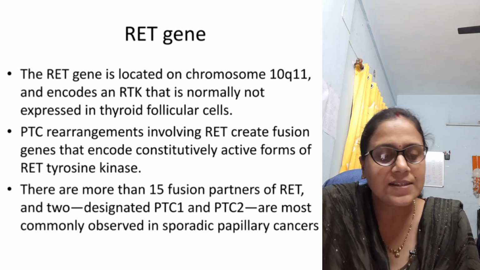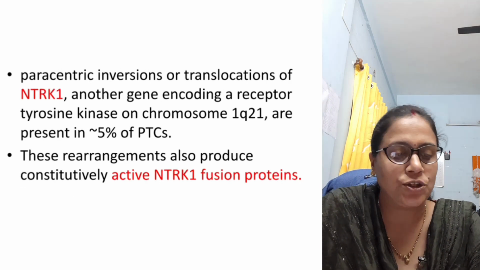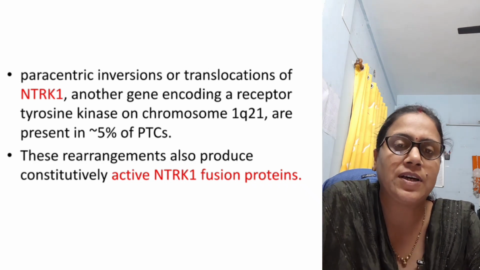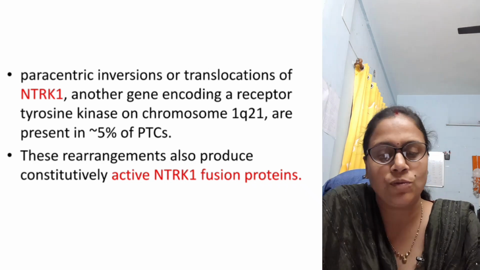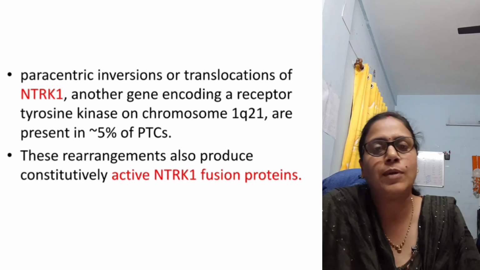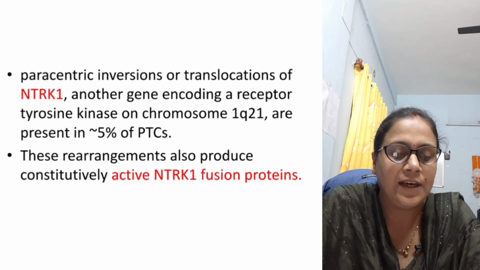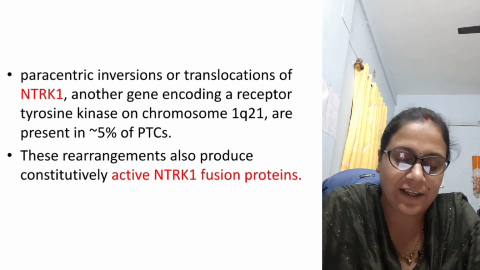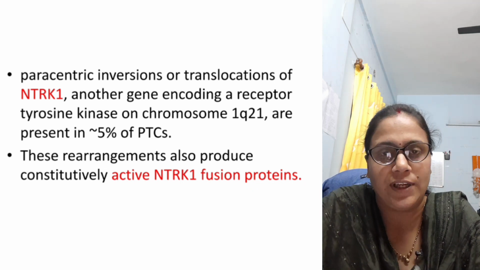Then there are paracentric inversions or translocations of NTRK1, another gene which encodes a receptor tyrosine kinase on chromosome 1, and are present in about 5% of PTCs. These rearrangements also produce constitutively active NTRK1 fusion proteins.